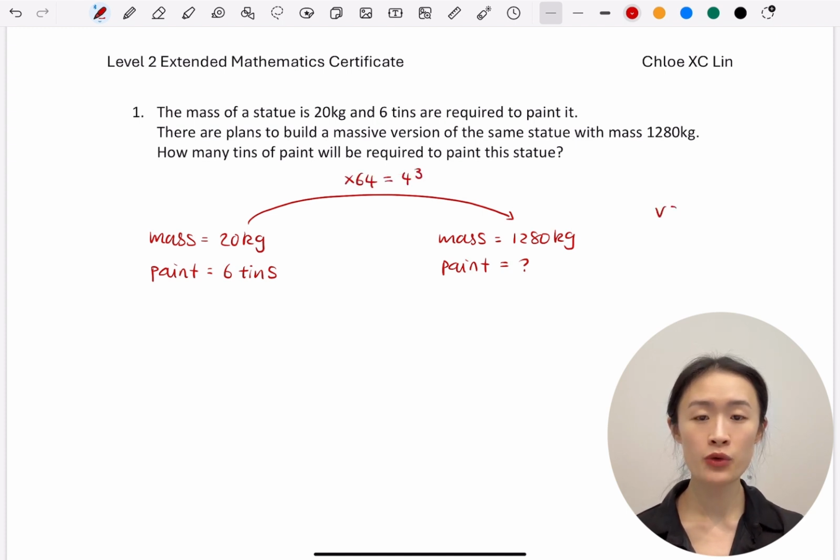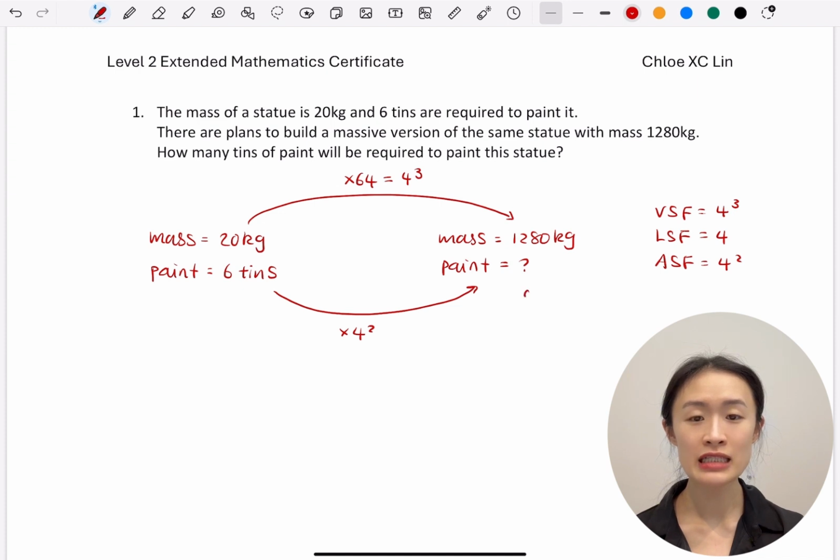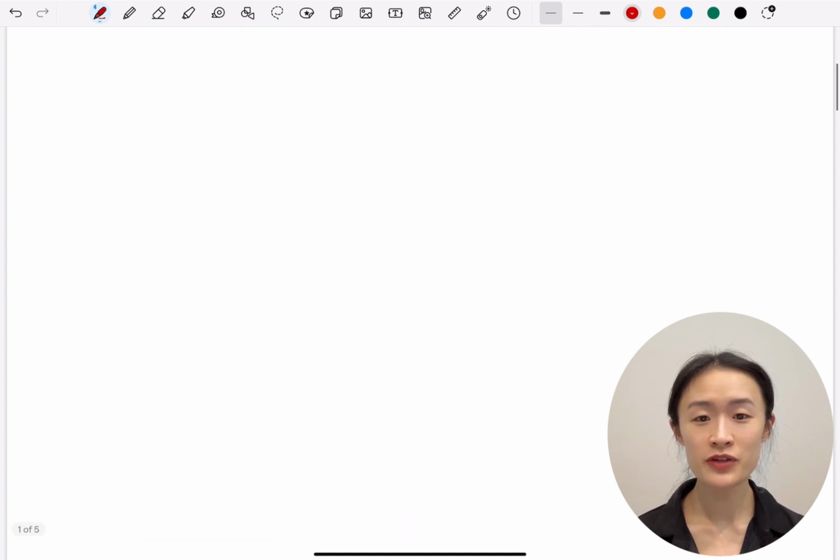And this is our volume scale factor, because length scale factor cubed gives us volume scale factor. Therefore, length scale factor is going to be 4. So area scale factor is going to be 4 squared, 16. 6 times 4 squared will give us 96 tins of paint. And that is our final answer. Okay, so let's move on to the next one.